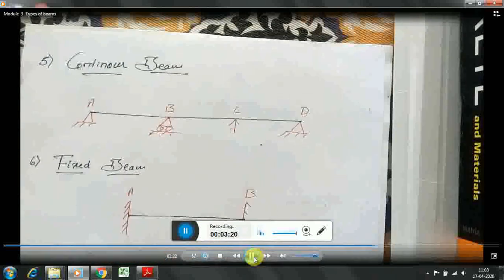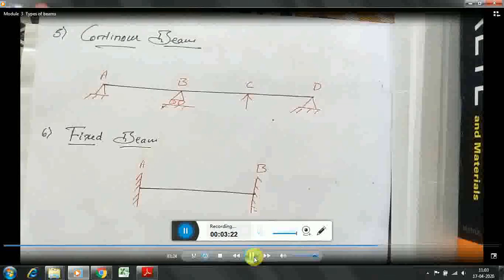Then the sixth category is called the fixed beam. If both the ends, A and B, of the beam are fixed, then it is called a fixed beam. The difference between a cantilever beam and a fixed beam is that in a cantilever beam one end is fixed and the other end is free, but in a fixed beam both the ends are fixed. So these are the 6 different types of beams.